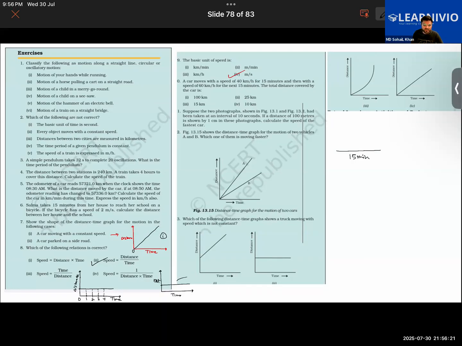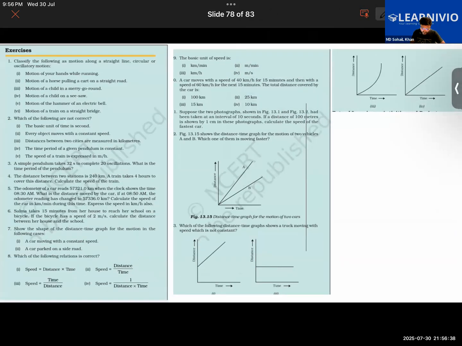Abhiraj, you said it's 25 kilometers. Did you solve it, or are you just saying it randomly? I added 15 plus 15 minutes. None of the methods you guys are following is correct. All of you just listen to what I have to say.